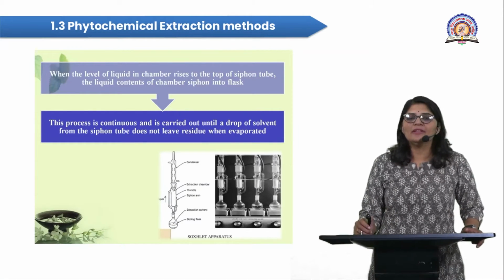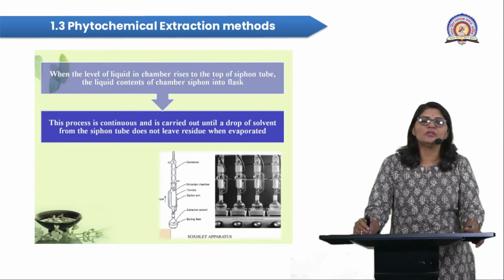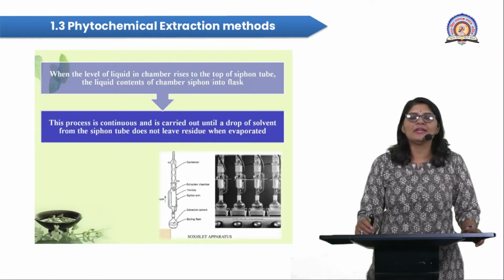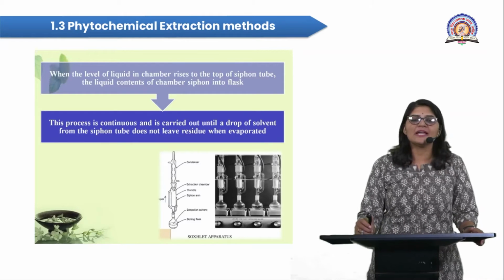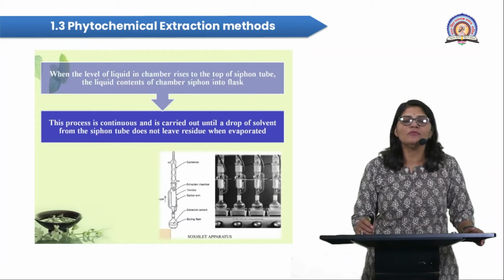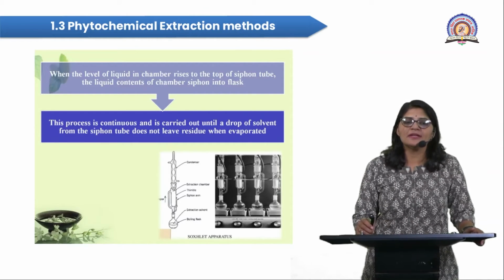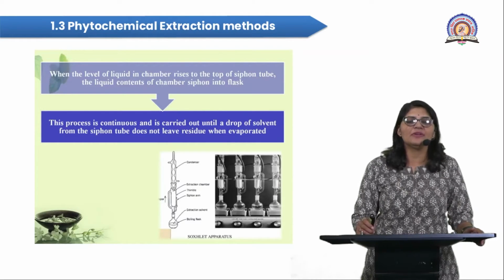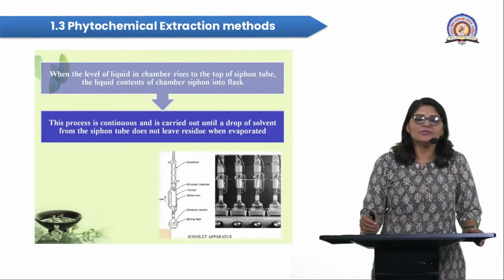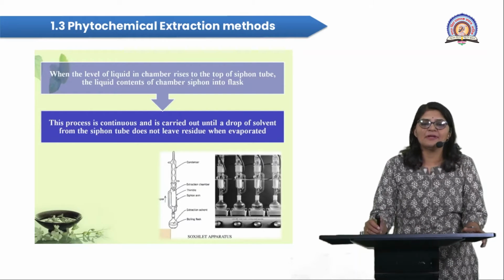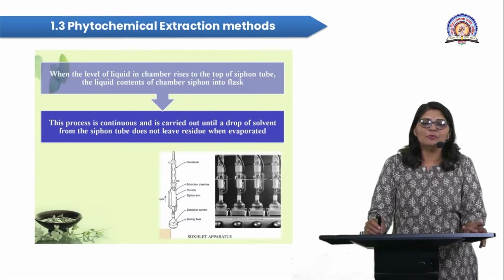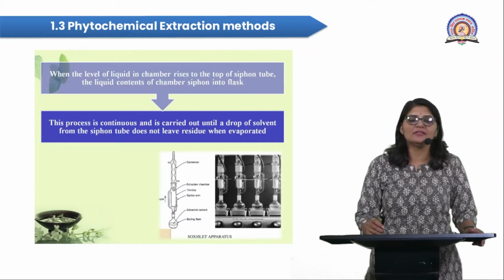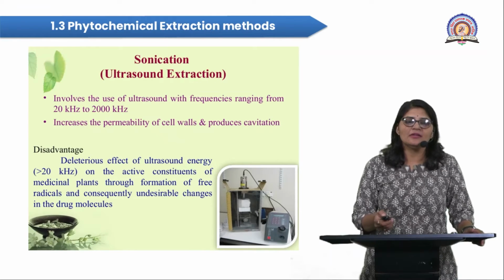When the level of the liquid in the chamber rises to the top of the siphon tube, the liquid content of the chamber siphons into the flask. This process is continuous and is carried out until a drop of solvent from the siphon tube does not leave a residue when it evaporates. So, as you see in the diagram, in the Soxhlet apparatus there is a condenser in the upper part, then the thimble portion, and below there is a boiling flask, a round bottom flask.